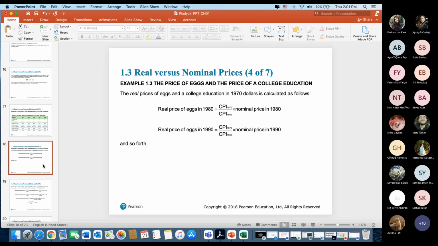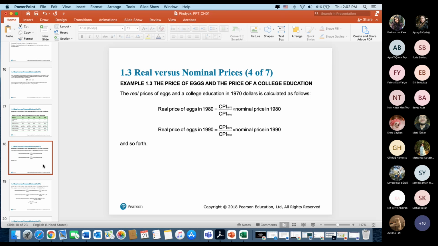Real price of the egg in the 1980s. As I told you, it doesn't matter, we have to see in the question. The base year is the first year every time. In the question, if the first year is 1980, then it is the base year. So the real price of the eggs in the 1980s is CPI 1970 over CPI 1980, okay, multiplied with the nominal price. Then it's going to give us the result.